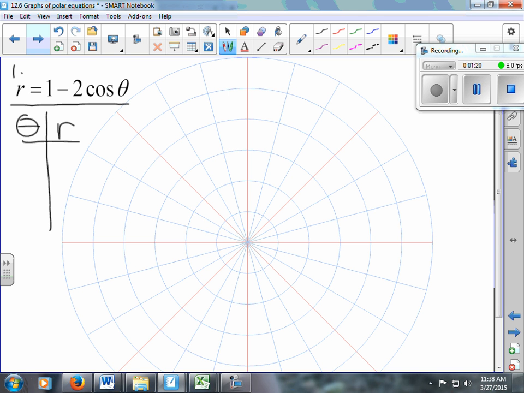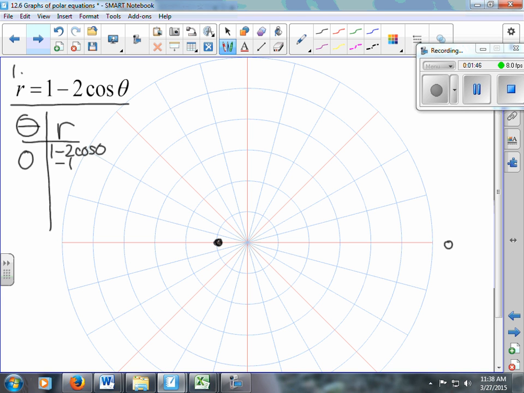I'm going to start by choosing theta equals 0. At theta equals 0, r would equal 1 minus 2 cosine of 0. The cosine of 0 is 1, and so this answer for r is negative 1. So at 0, I'm going to go backwards 1 and plot the point (0, negative 1).